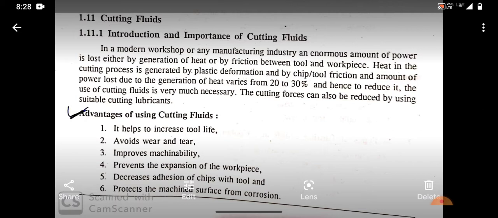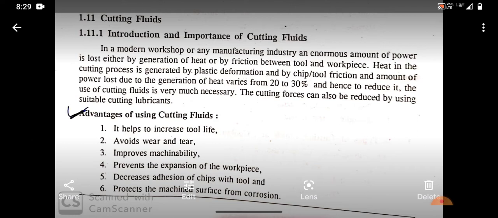It improves machinability because of the surface finish, compared without and with cutting fluids. If you use cutting fluids, the surface finish will be good and it gives good machinability. It prevents the expansion of the workpiece. Wherever there is heat generation and cutting force applied, there is a chance of expansion in the cutting zone. By keeping the temperature low, this expansion of the workpiece is reduced.